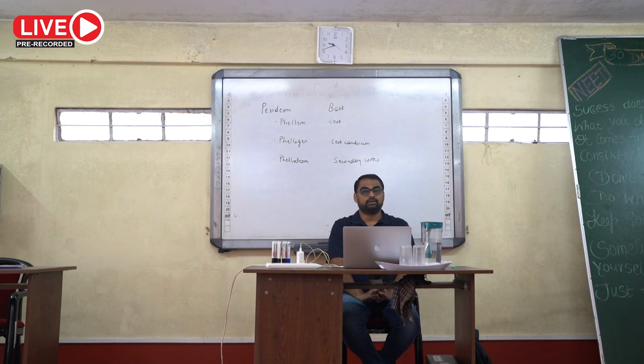Parthenocarpy and parthenogenesis. Two terms with partheno. What do the two terms refer to? Parthenogenesis is development of a new plant without fertilization. Parthenocarpy is development of fruit without fertilization. Okay.